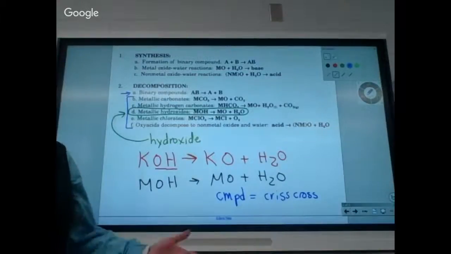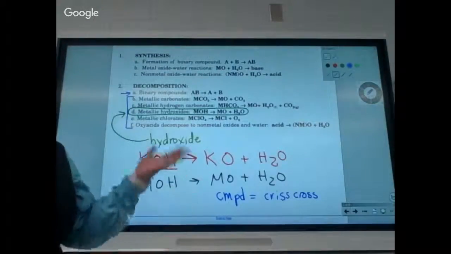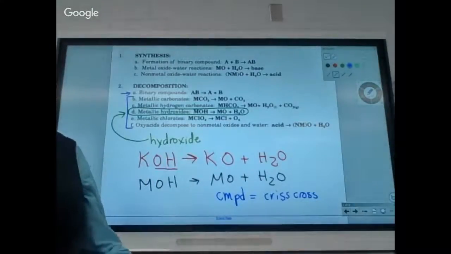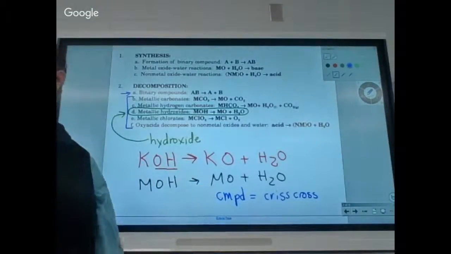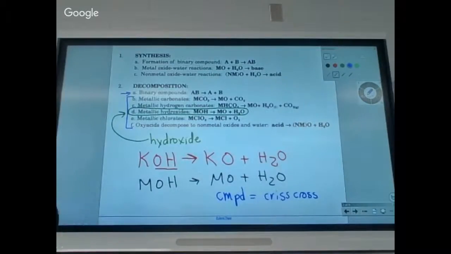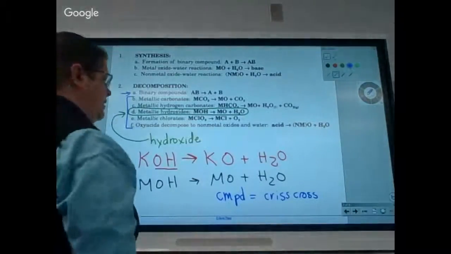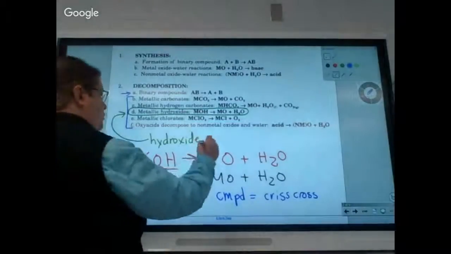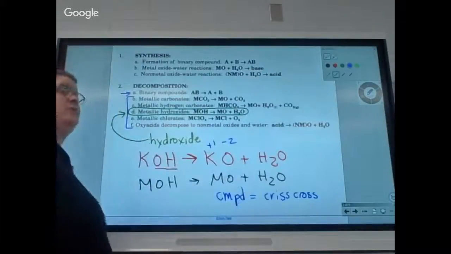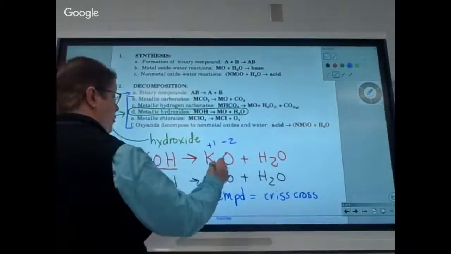Now, I will tell you in these equations, half of the time, they cancel out, about 50-50. So if you forget, you got a 50-50 shot of getting it right. Okay? So when you look up K, what's its oxidation number? Plus 1. What's O? All right, this was not one of the ones that would have canceled out. So bring your 2 down.